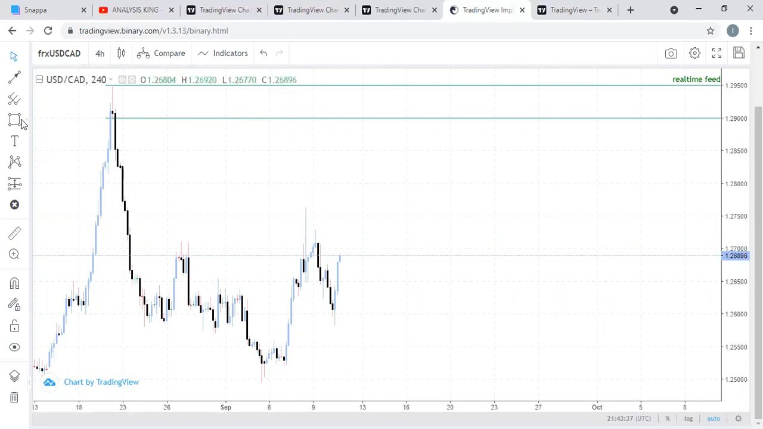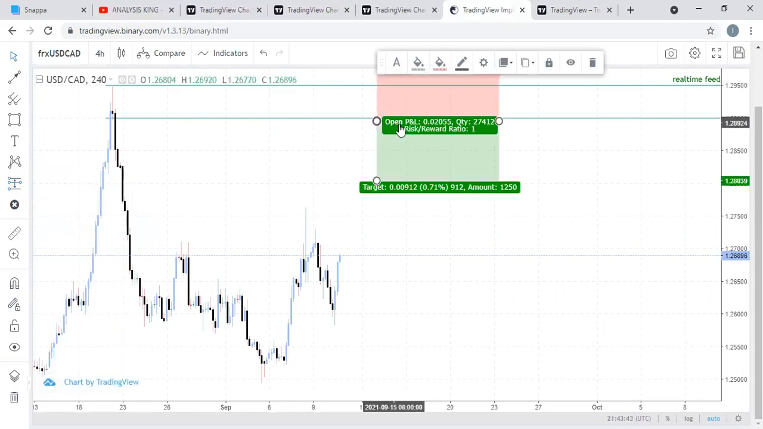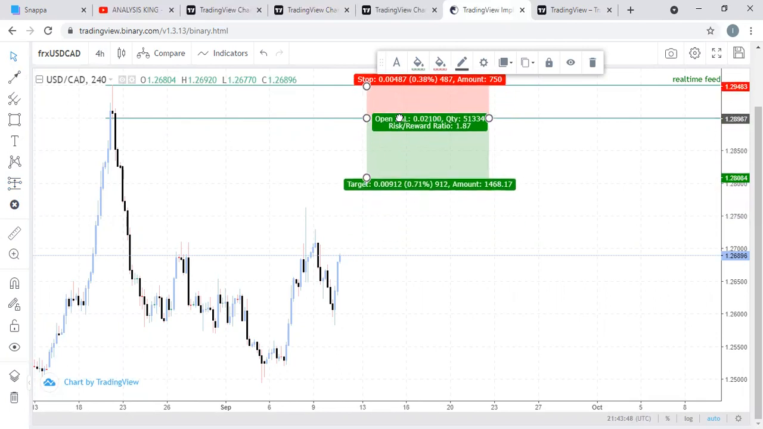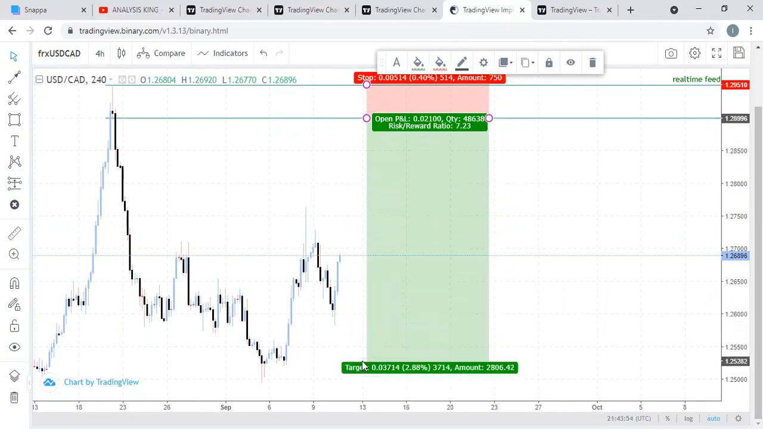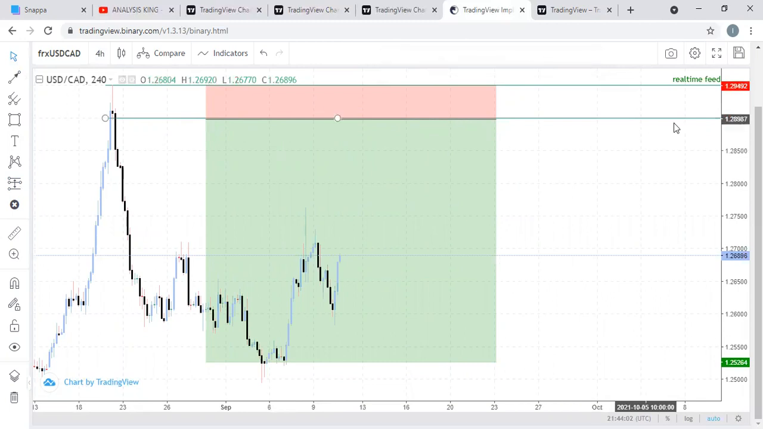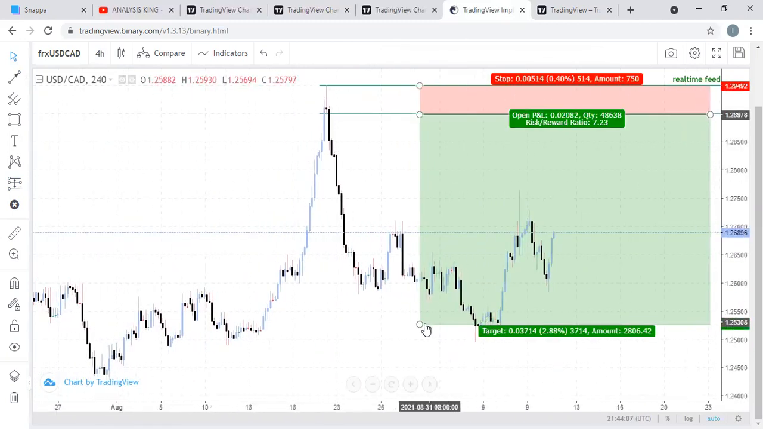So this is all I'll be looking for. I'll be looking for price to come back into this region before they give me a short entry. So this is basically what I'll be looking for on USD CAD. I'll be looking to sell the USD CAD on the long term.